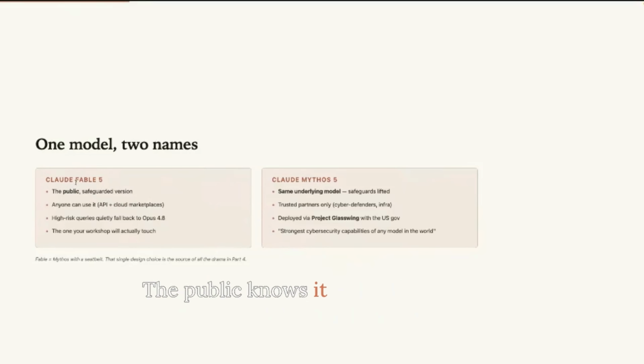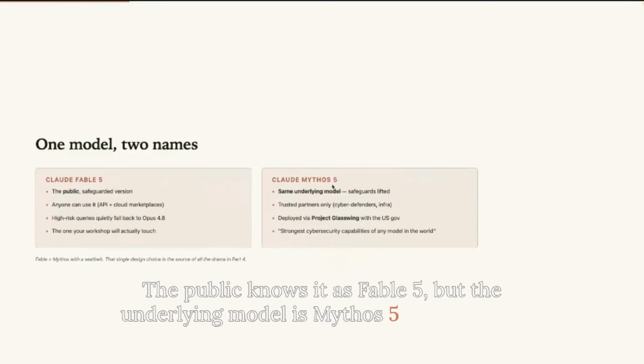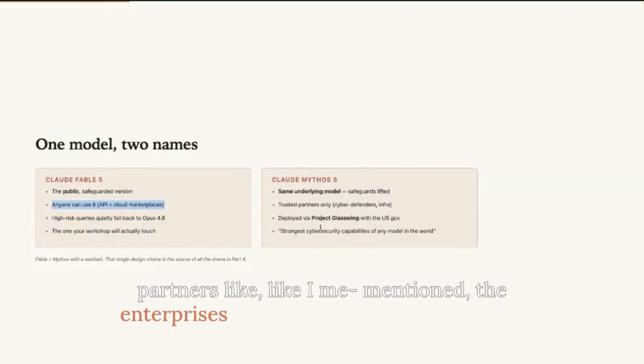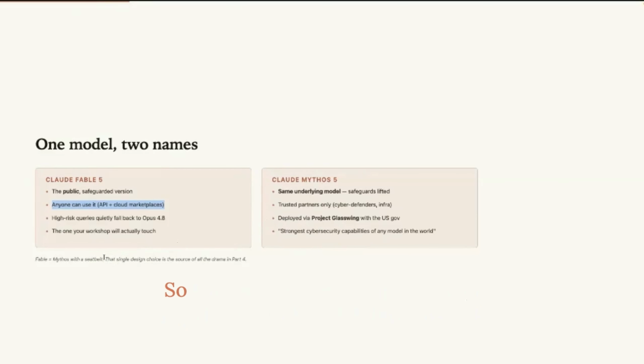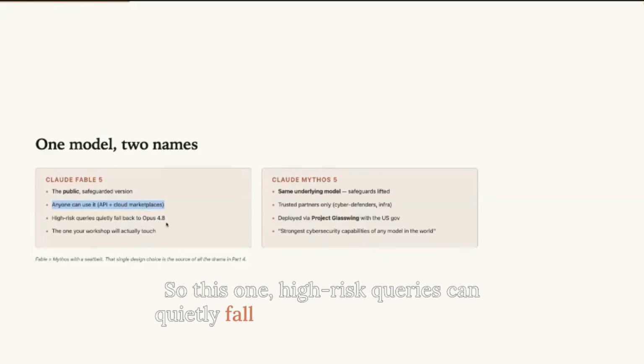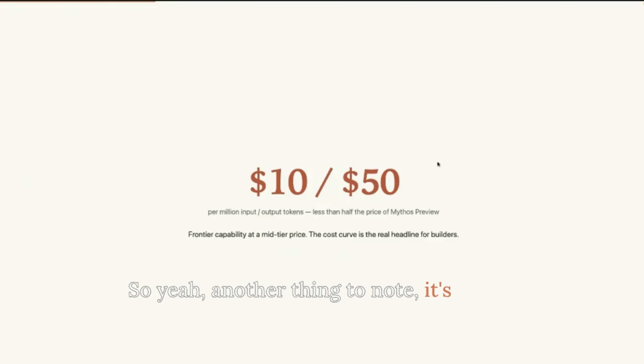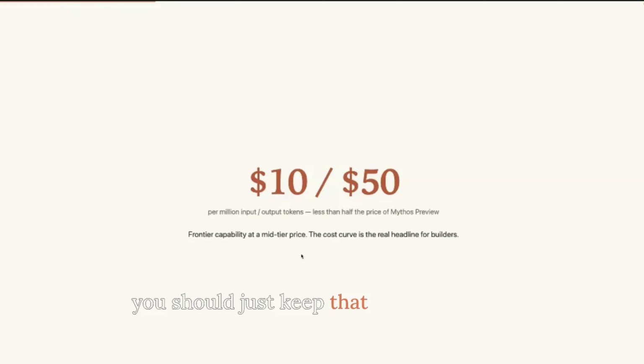So yeah, it's one model but with two names, right? The public knows it as Fable 5, but the underlying model is Mythos 5. This one is for anyone to use, and this other one is only available to their trusted partners, like I mentioned, the enterprises and cyber defenders out there. On this one, high-risk queries can quietly fall back to 4.8, but this only uses Mythos at the end of the day. Another thing to note is that it's one of the most expensive models as well, and you should just keep that in mind, right?